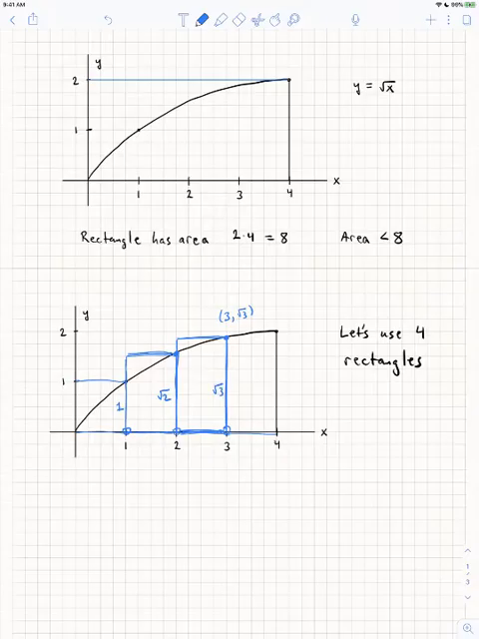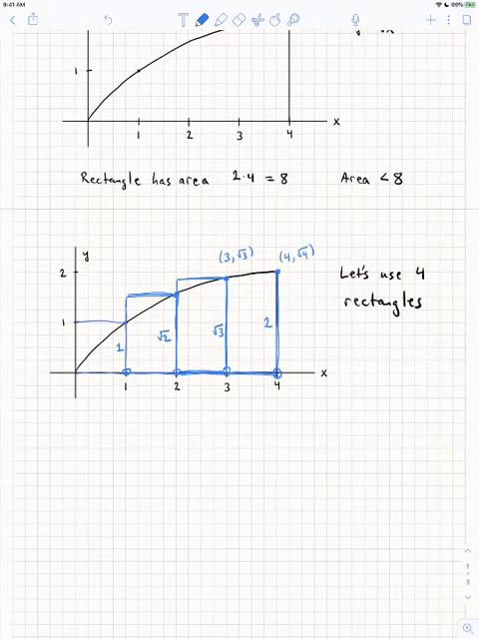What about over on this last rectangle from 3 to 4? Well, I've already got the line drawn in here. I look at the right endpoint and I go straight up until I get to the curve. The curve happens to intersect this line at this point, where x is equal to 4. I was getting ahead of myself. And y is the square root of 4, which of course is 2. So that means that this height is 2. So these are 4 rectangles which more closely approximate the area of the curve.